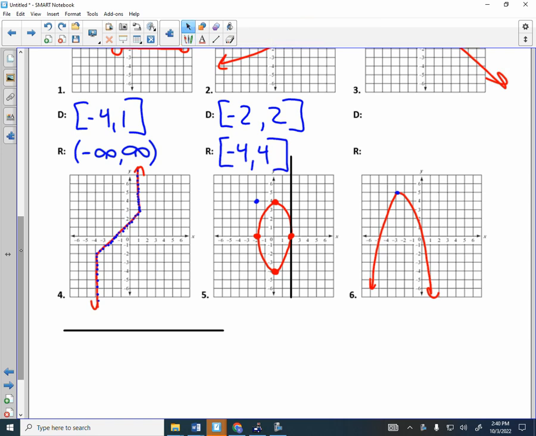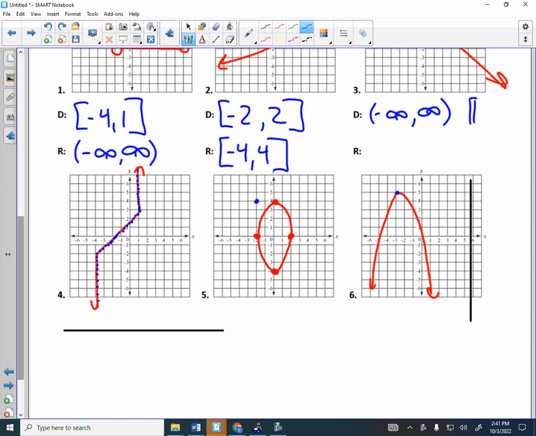And the last one, domain. Yep, -infinity to infinity. It looks like it maybe just is going to go straight down, but it's a parabola. It goes on in each direction. So we have -infinity to infinity, otherwise known again as all real numbers. So if you did put this symbol, that would be fine as well. And then how about the range? Yeah, from -infinity, and I go up to a value of 5.